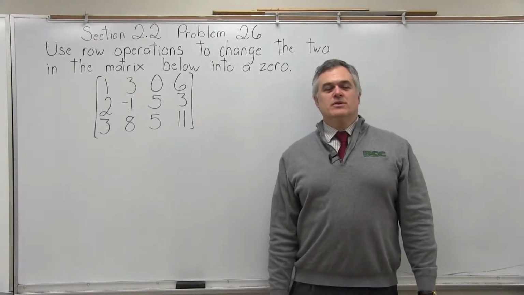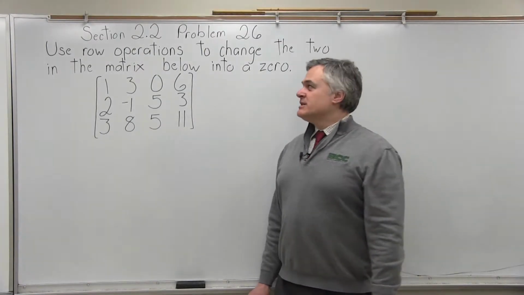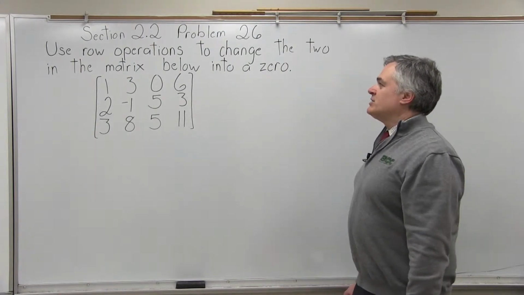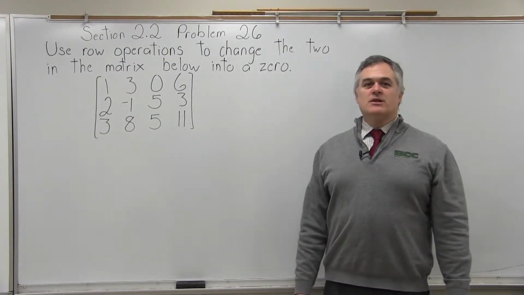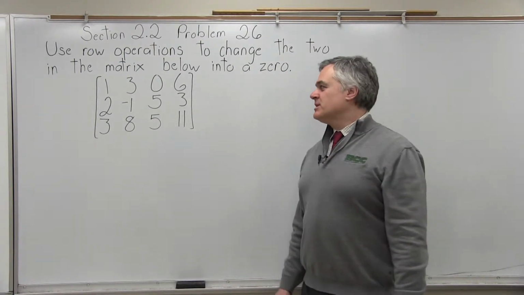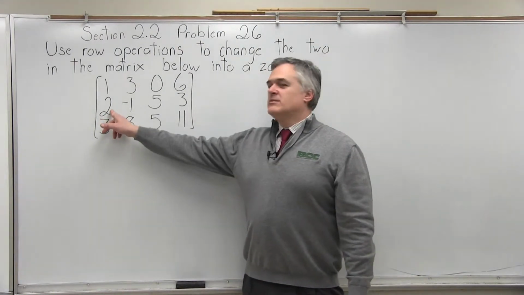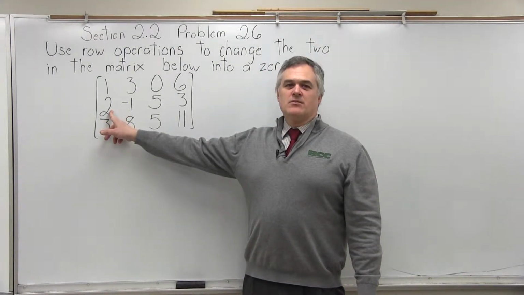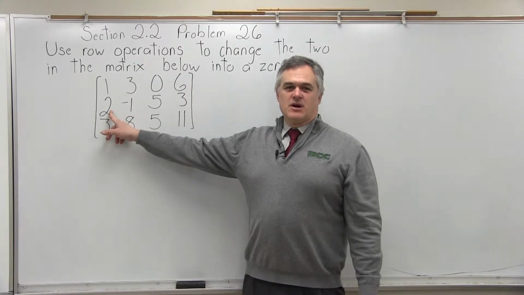This is Section 2.2, Problem 26. It says use row operations to change the 2 in the matrix below into a 0. So as we look at the matrix we have a 2 in the middle of the far left column, and we need to make it a 0.